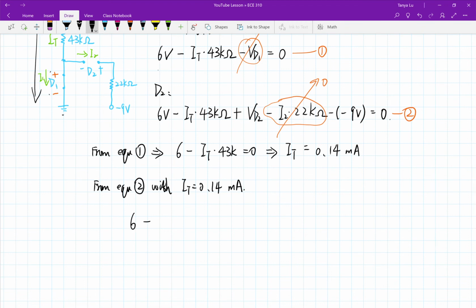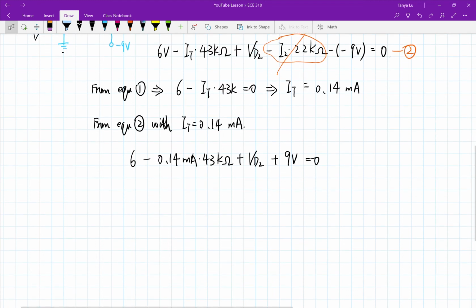6 minus 0.14 milliamps times 43 kilo ohms plus VD2 minus 9 volts will give you plus 9 volts equals 0. One equation, one unknown, right? Milliamps and kilo ohms cancel out. Not cancel out, I mean milli and kilo cancel out. So we'll solve that, which gives us VD2 equals minus 9 volts.